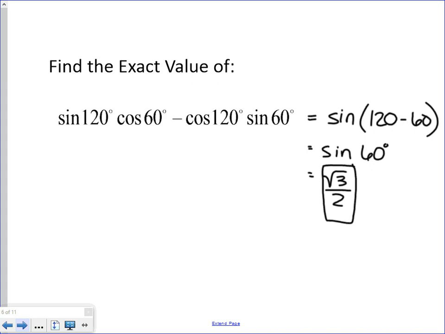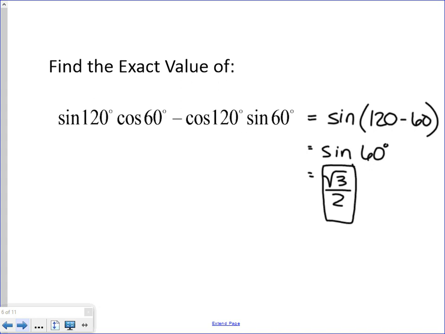Isn't sine of 60 1/2? No, that would be the cosine of 60. The coordinates at 60 are 1/2 comma square root 3 over 2. And the sine value is the y. Yes, ma'am. Did you get the sine and then multiply by 60?